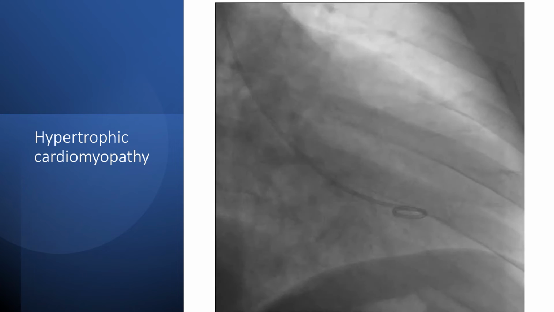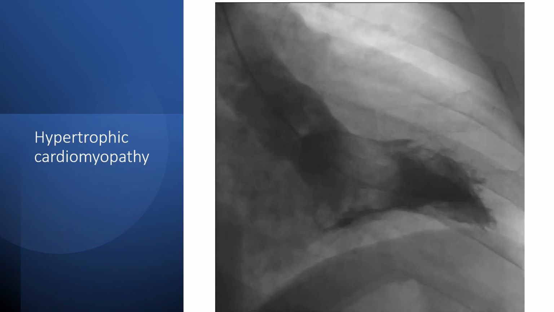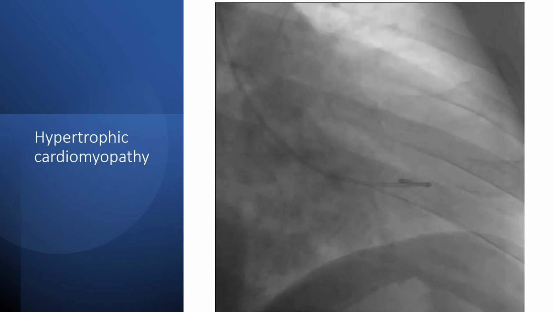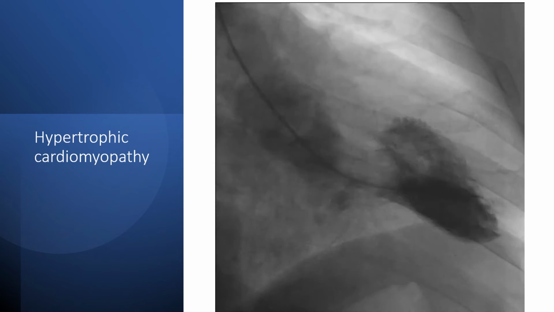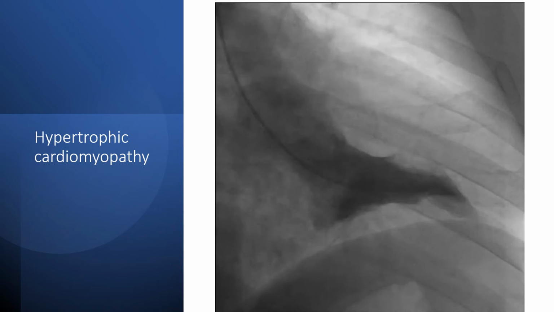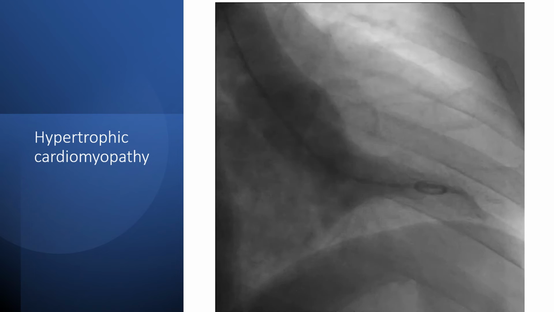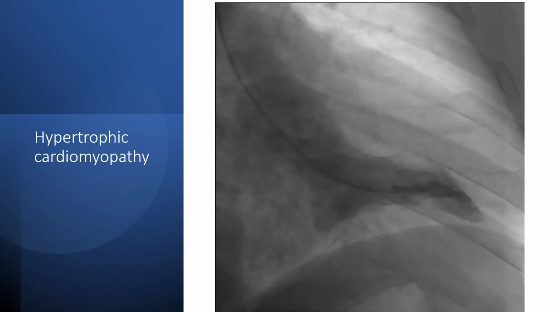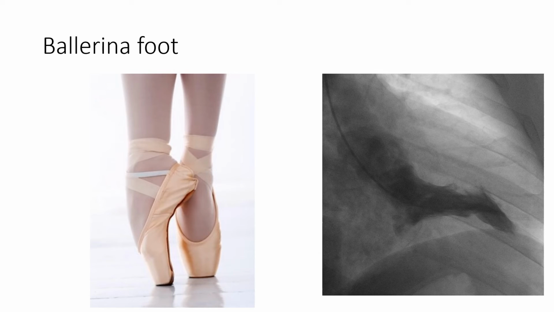LV angiogram can be used to diagnose hypertrophic cardiomyopathy, both the obstructive and the non-obstructive type. In this case, we can see vigorous contractility of the left ventricle with LVH, but usually this is an echo diagnosis. This is a still picture of the same patient, showing the classical sign of the ballerina foot.